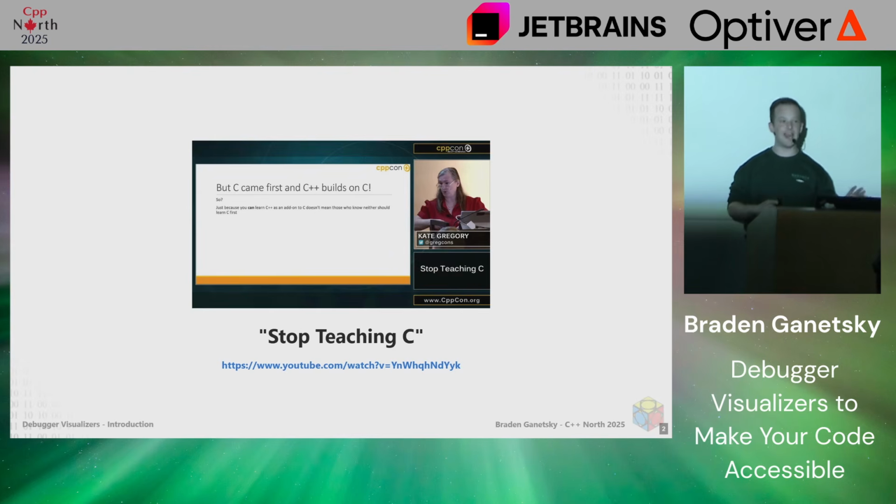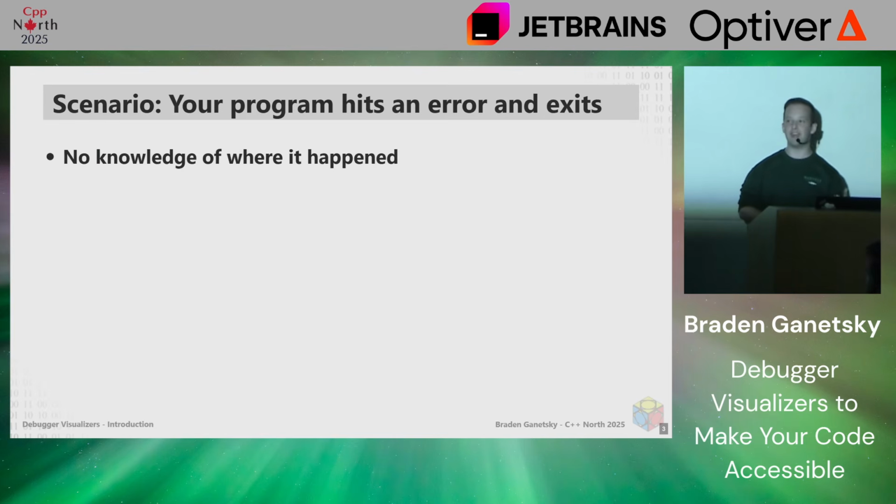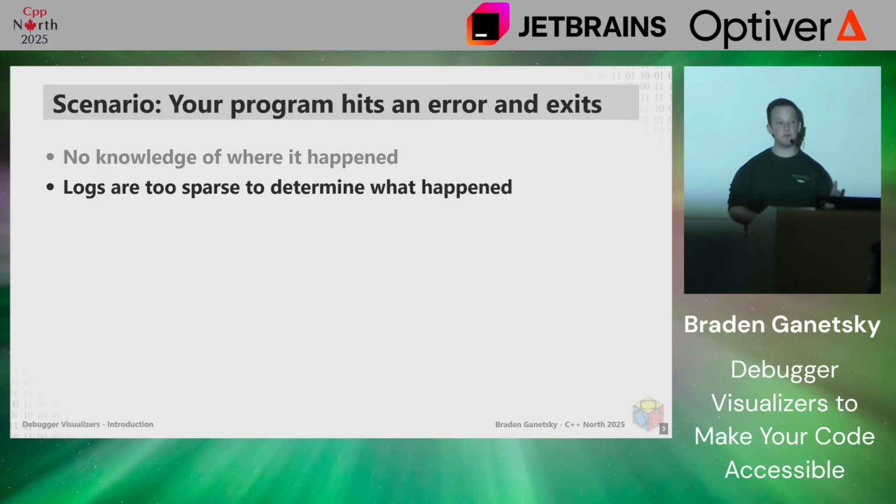Now, flipping gears entirely, I have a scenario for all of you that some of you might have gone through, potentially some more recently than others. Let's say your program hits an error and it exits. You don't have any knowledge of where this thing happened, and you have logs, but they're too sparse to actually determine what happened. What do you do?